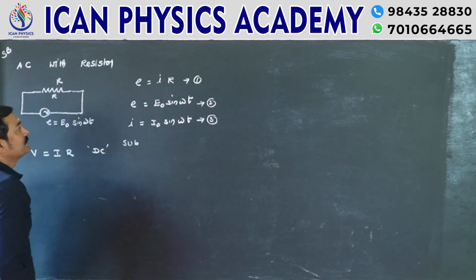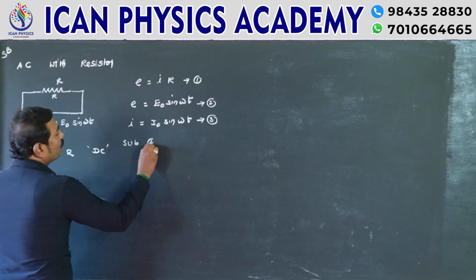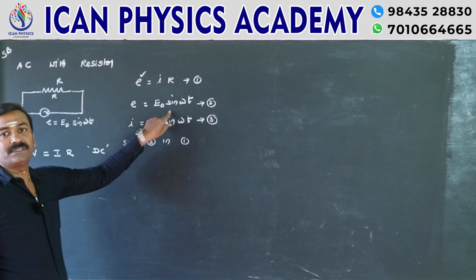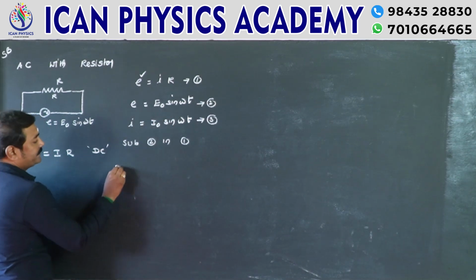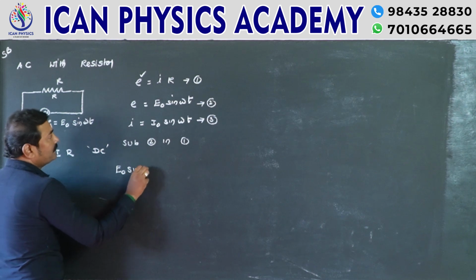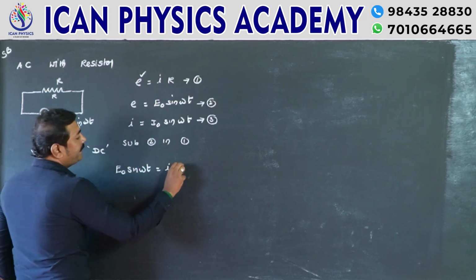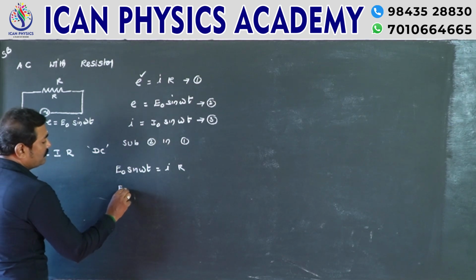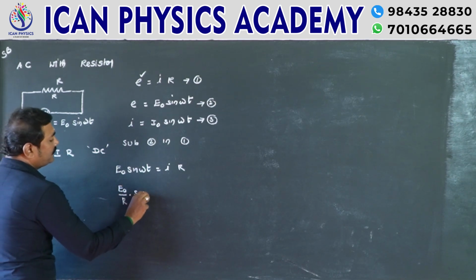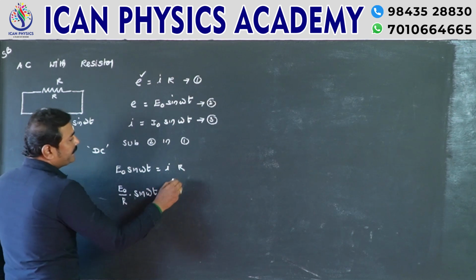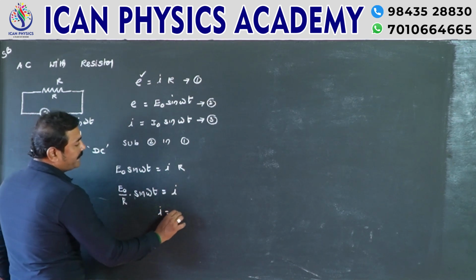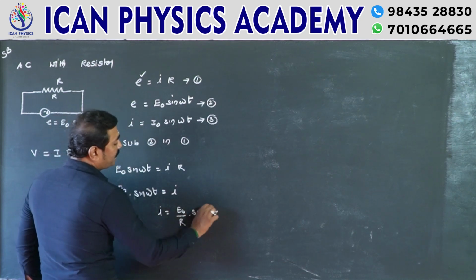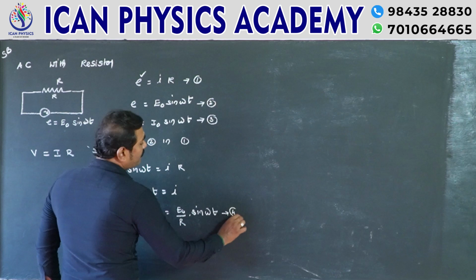Now substitute 2 in 1. So instead of E, what can we substitute? E naught sin omega t. So E naught sin omega t equal to I into R. Now the multiplication R comes to this side as division R. So E naught by R into sin omega t equal to I. So I equal to E naught by R into sin omega t. Now it's taken as equation number 4.